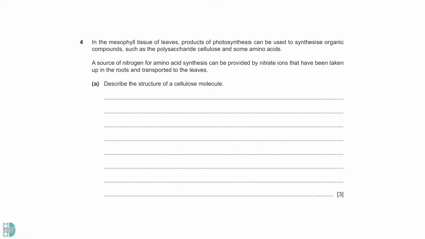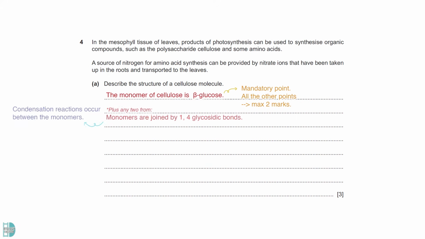4a wants you to describe the structure of a cellulose molecule. Stating the monomers will give you the first mark. This is a mandatory point. All the other points can only give you a maximum of 2 marks. Condensation reactions occur between the monomers to join them together. The bond formed is a 1,4 glycosidic bond.